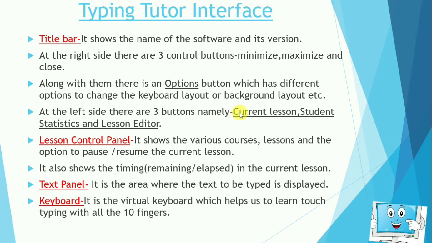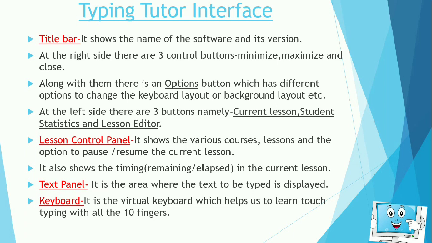Current lesson shows us the lesson on which we are working. Student statistics shows the performance of a particular student, and lesson editor has the option to add or delete lessons. Below that, we have the lesson control panel which shows us the various courses, lessons, and there is an arrow to pause or resume the current lesson. Near to that, there is an option which shows us the timing, that is, it can be the remaining time to complete the current lesson or the time which has been covered while working in the current lesson.